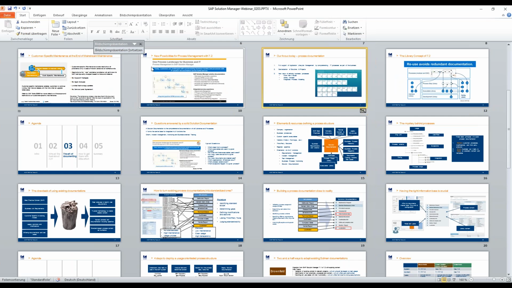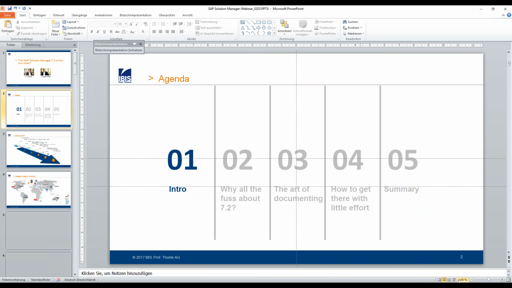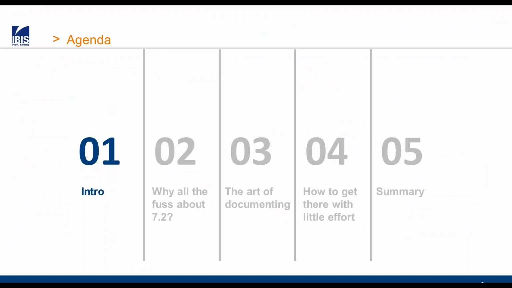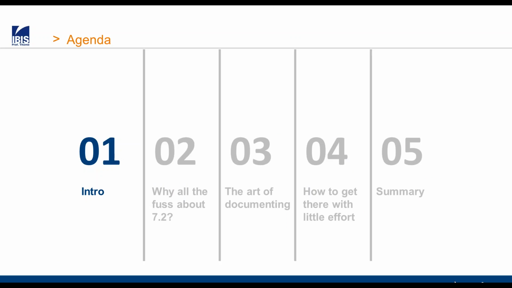Okay, so we try to start Volker's presentation, with the intro and the agenda. Volker has defined some topics: why all the fuss about 7.2, the art of documenting will be chapter 3, and how to get there with a little effort will be chapter 4. At the end, we will have a short summary of what you should have learned in the session.